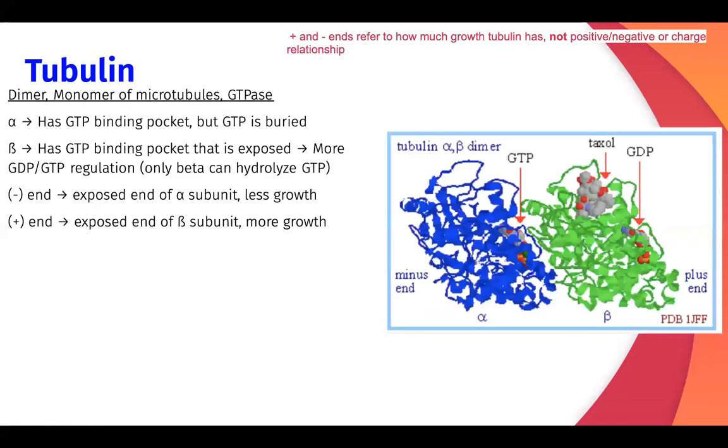And so our microtubules are made up of tubulin. And tubulin is a dimer with 2 subunits. So it has its alpha subunit and its beta subunit. And remember, a subunit is just an individually folded polypeptide. So the alpha subunit has the GTP binding pocket, but the GTP is buried.